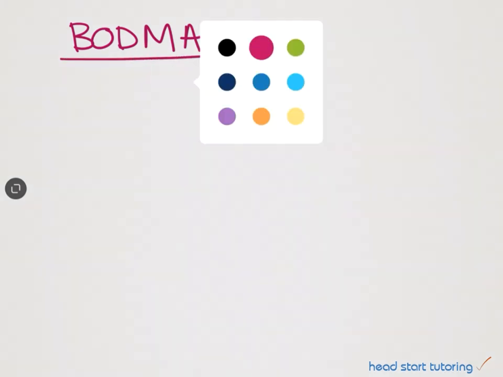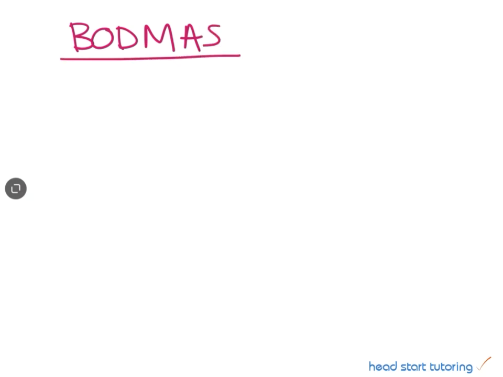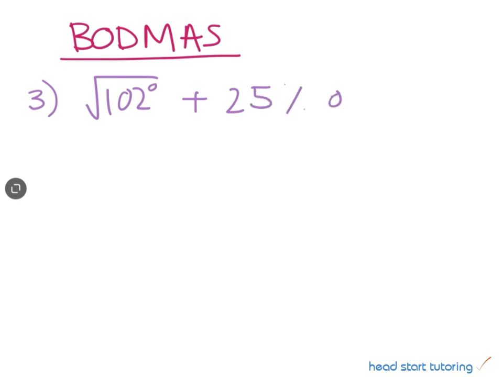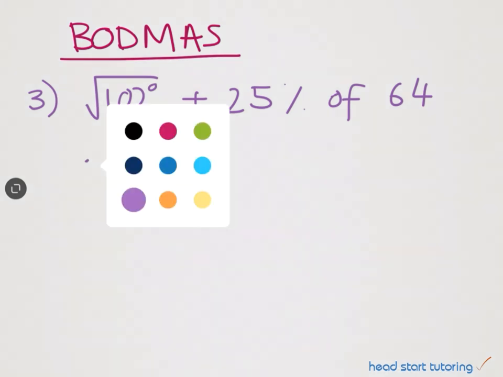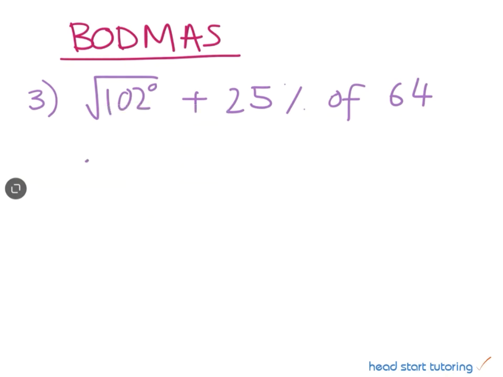Right, so I'm just going to write my BODMAS up there again so that we can have a look at the order of operations if we get confused. Let's have a look at number 3. The square root of 102 to the power of 0, and then we plus 25% of 64. Right, so now we need to decide what we are going to do first here. We know we've got of, so let's do our of first. We can put brackets around that.